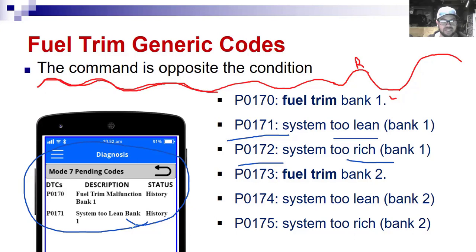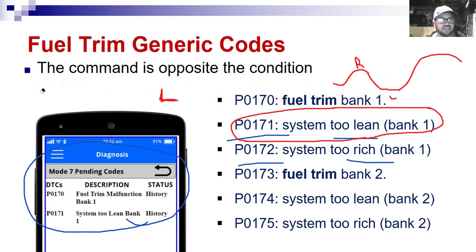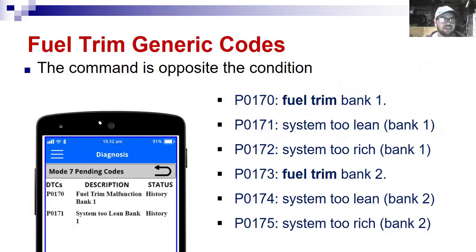So if we are saying the system is too lean, what we can learn from that is that the computer sees the O2 sensor always staying down here. It's always saying, hey, you're lean. It's low too often. And the computer knows that's not right, and it's trying to correct the condition. It's trying to richen it up, but it can't get there. And so that's what that code is telling you: the computer has identified that the O2 sensor signal is too low for too long of a period of time, and it's trying to correct it, and it can't get it there. Well, what is fuel trim?